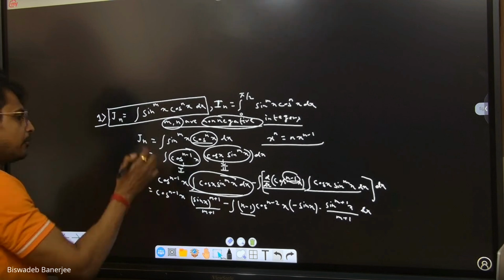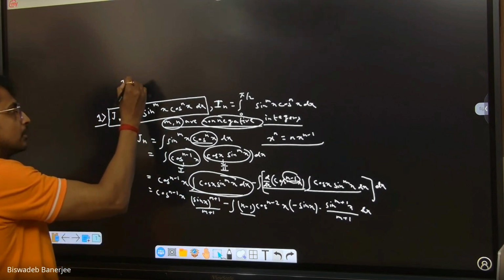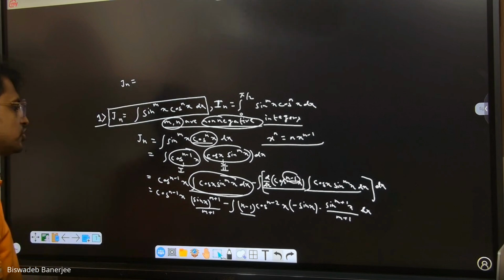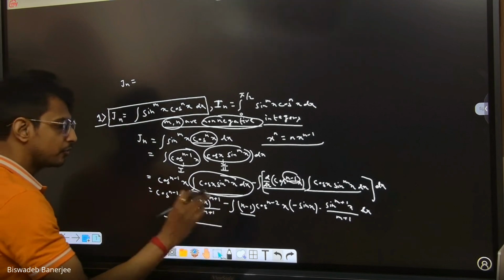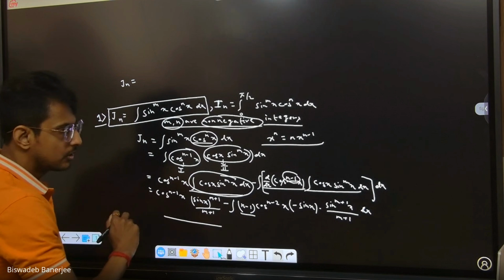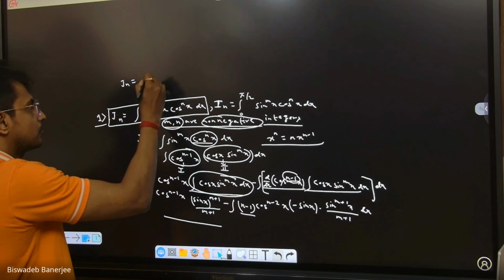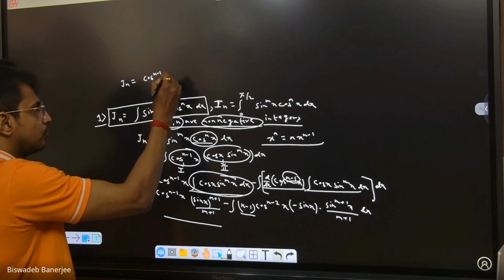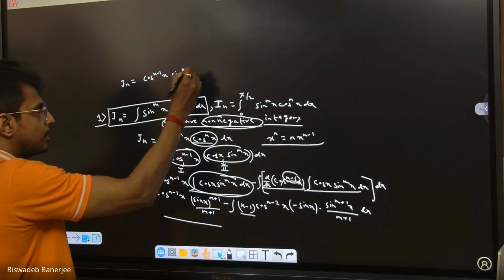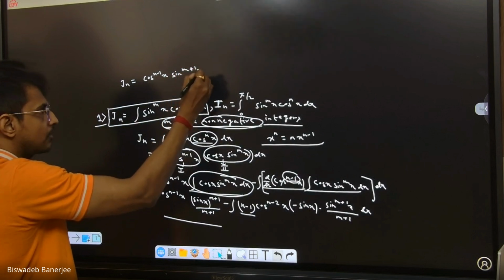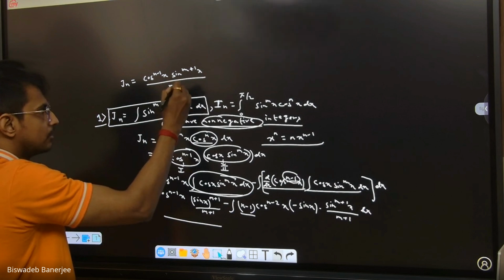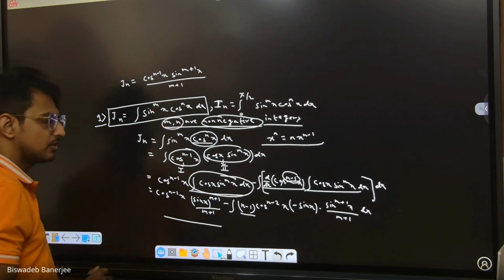So my Jn become what? Now, some basic calculation. My Jm become what? This part remains as it is. Okay, this part remains as it is. This part is cos to the power n minus 1 x sin to the power m plus 1 x by m plus 1. This portion remains as it is.